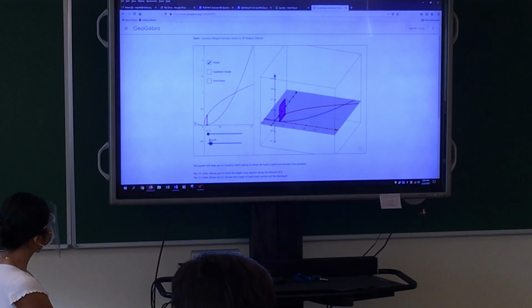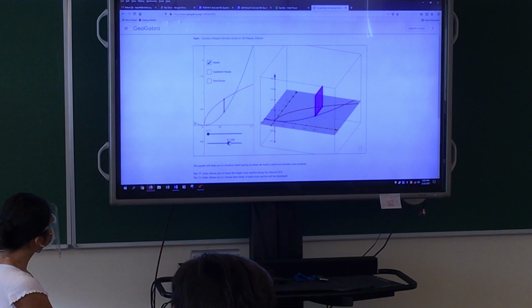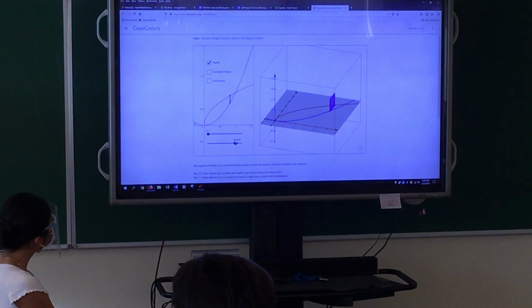So this slider, see how the cross section, like over here, the square is small, then it gets bigger. That's because the distance between the two curves is bigger. And then as you get toward the end, look, the cross section gets smaller again. But every time, no matter what, it's a square. That's a pretty good view, yeah?